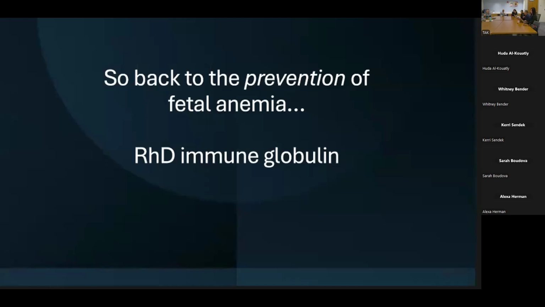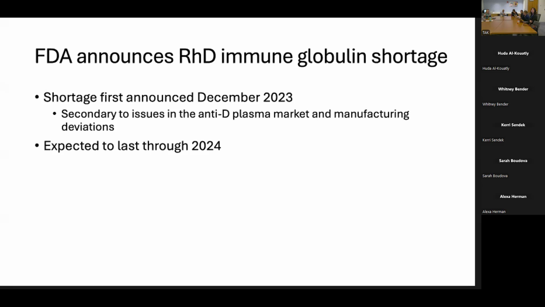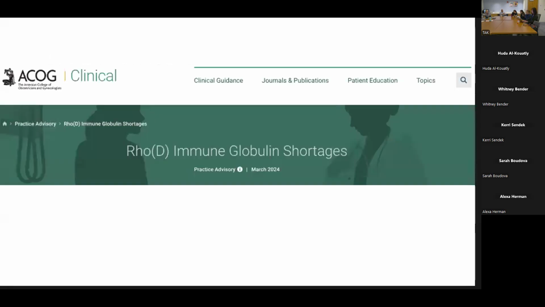So, back to the prevention of fetal anemia, RhD immunoglobulin. The FDA announced that there was a shortage of RhIG in December of 23, and this was thought to be secondary to issues in the anti-D plasma market and manufacturing deviations, and they stated that it was expected to last through 2024. So ACOG released a practice advisory in March of 24 in response to the FDA, and suggested that other RhIG products be considered as an alternative to RhoGAM, which it sounds like, Jeff, we don't use RhoGAM. We use one of those other products that they referenced.